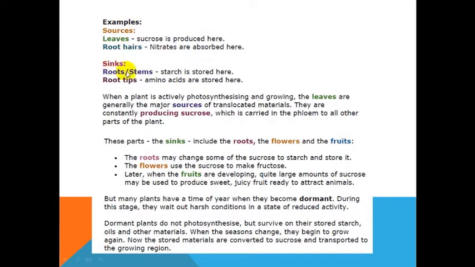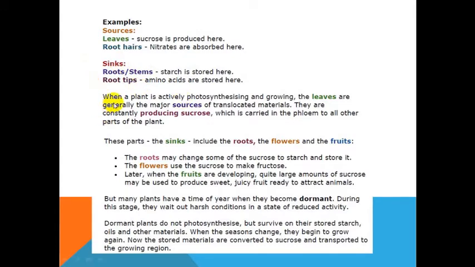For sinks, it can be the roots or the stems. In the roots and the stem, starch is stored. In the root tips, amino acids are stored. So the sinks can vary depending on the location where the plants want to use it.